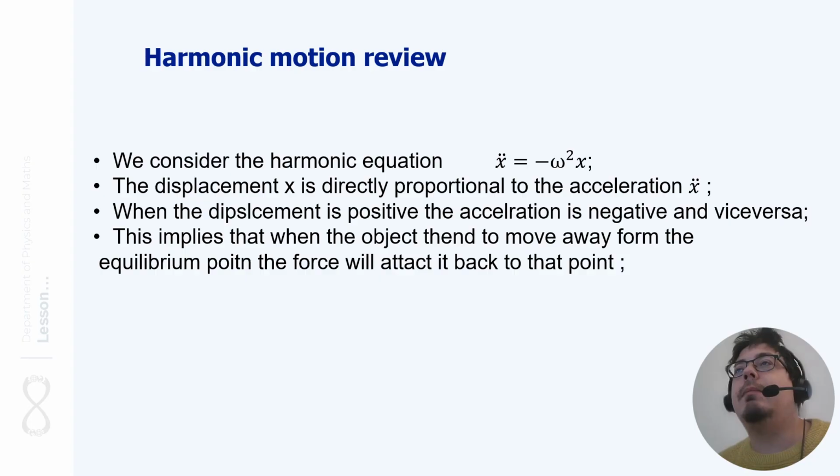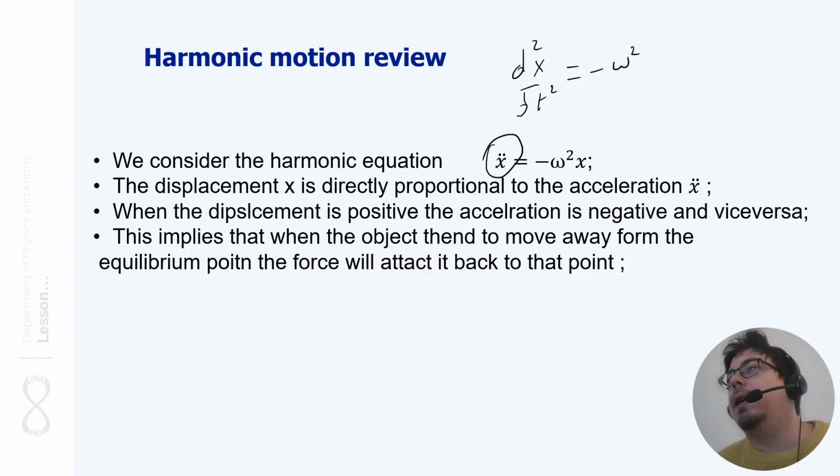So we know the harmonic equation of motion, which is the second derivative of the displacement, x double dot. It is equal to minus a constant omega squared times x. I will show you why it's omega squared, but it could be any constant. The important thing is that it's a positive constant with a minus, and the displacement.